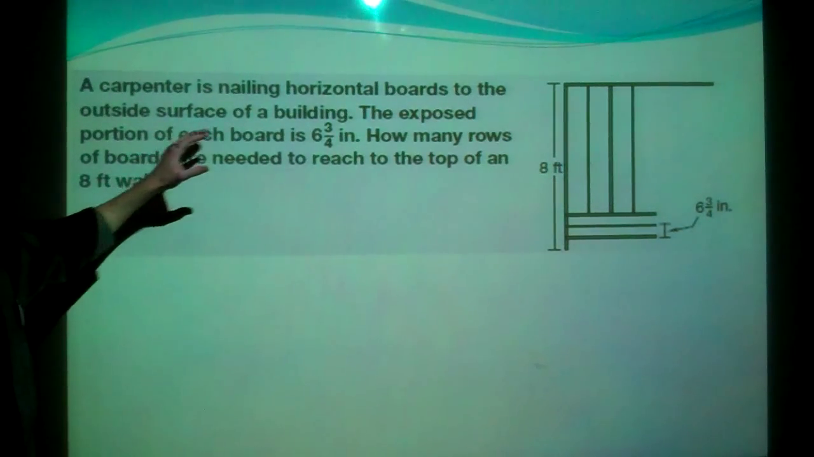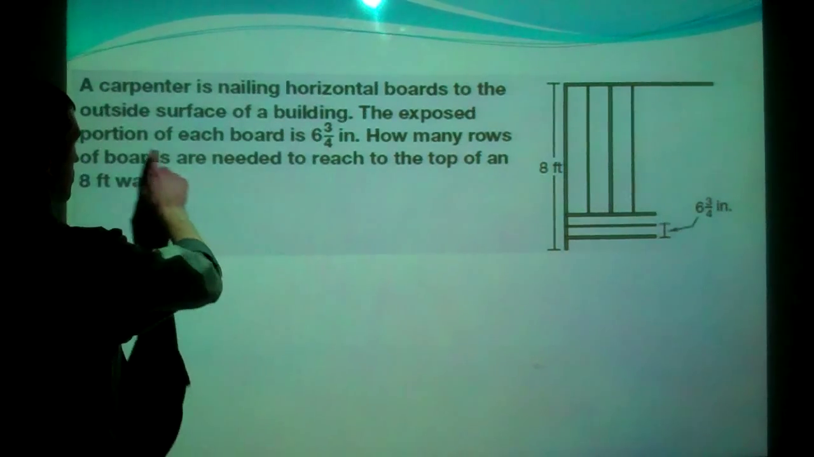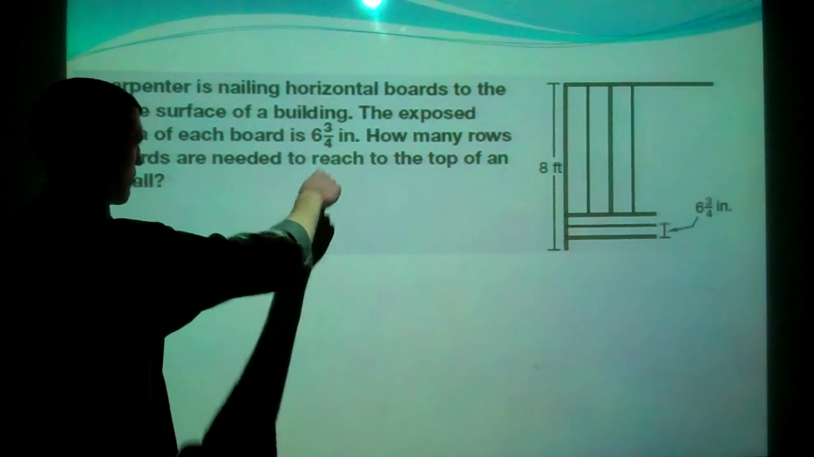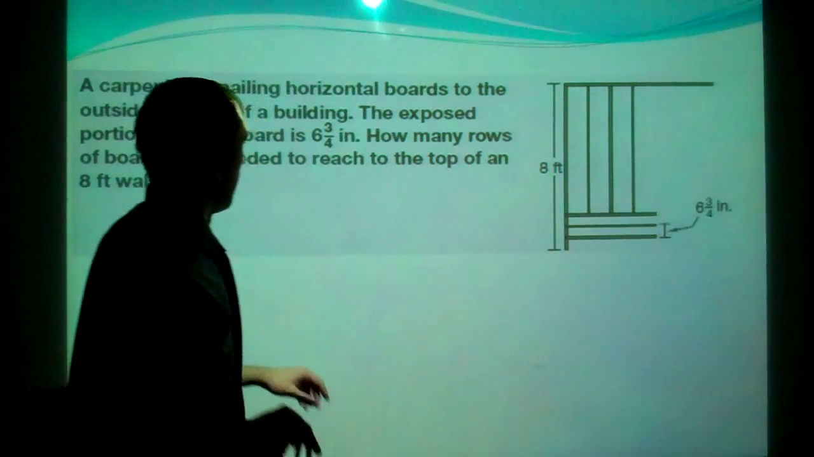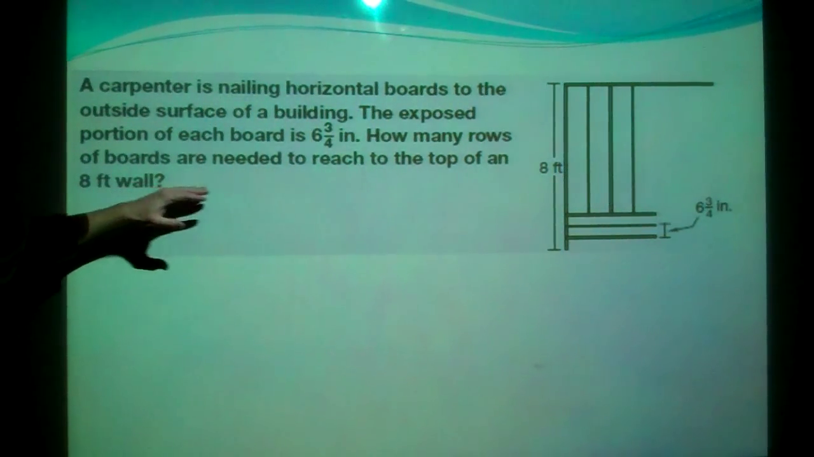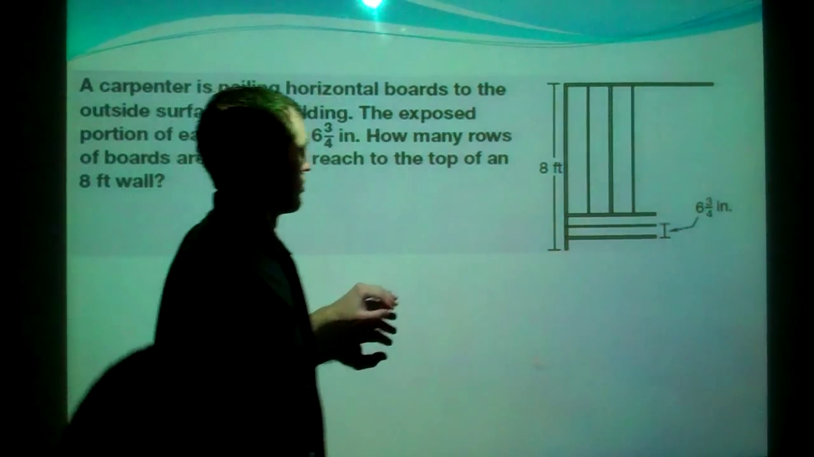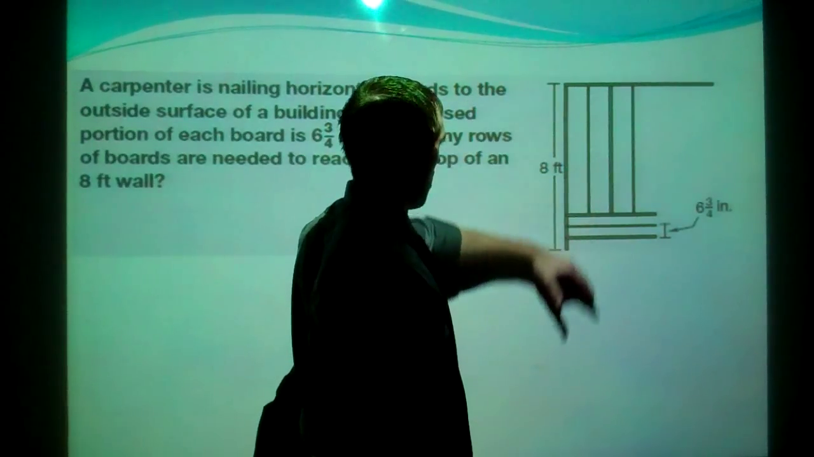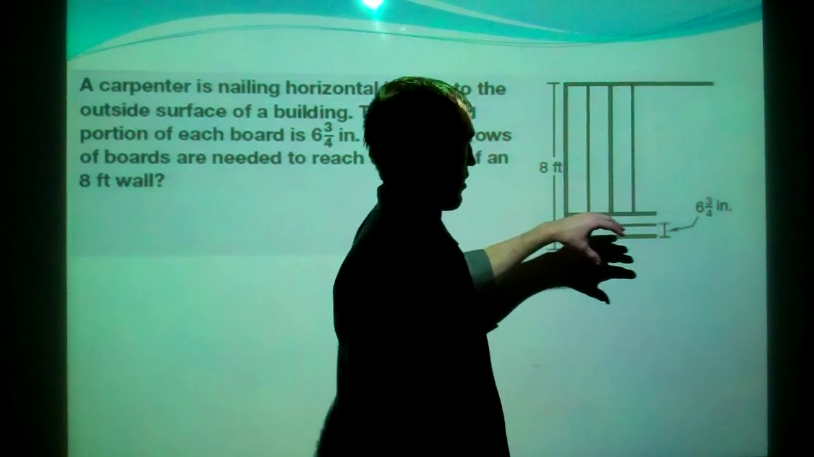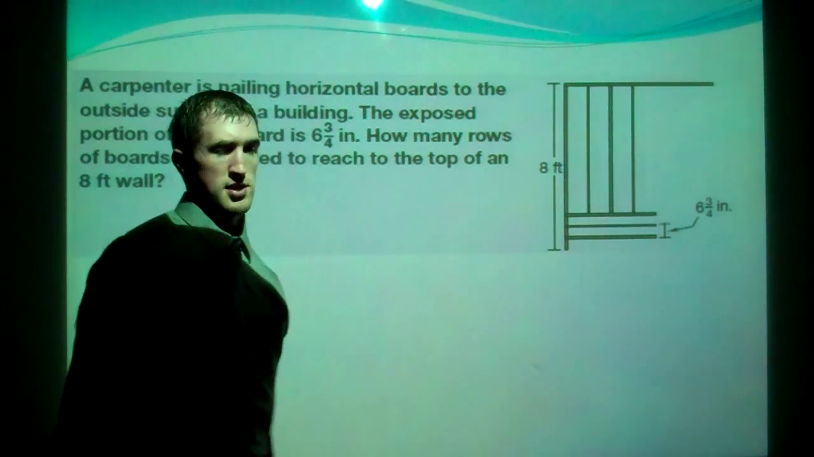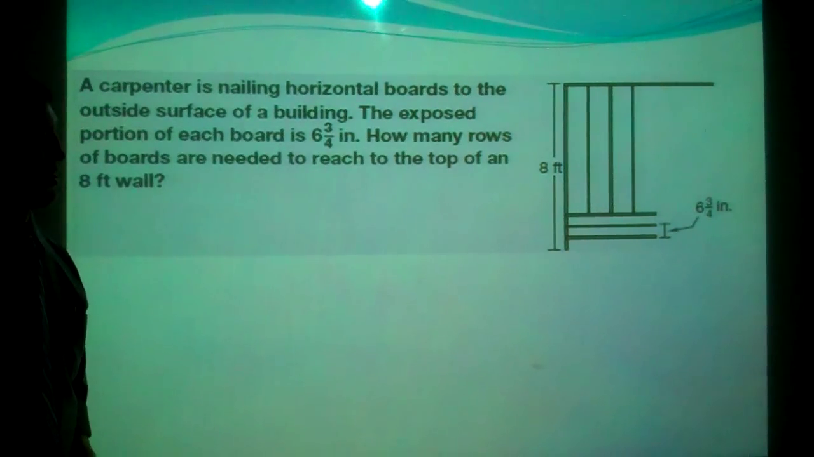This is a classic division problem actually. It says we're nailing horizontal boards to the outside surface of a building. The exposed portion of each board is 6 3/4 inches. So that'd be right here. And it wants to know how many rows of boards are needed to reach the top of an 8-foot wall. Okay, so we have an 8-foot wall, and we want to figure out how many of these we need that'll fill up this space. So we're going to take 8 feet divided by 6 3/4 inches to see how many we need.